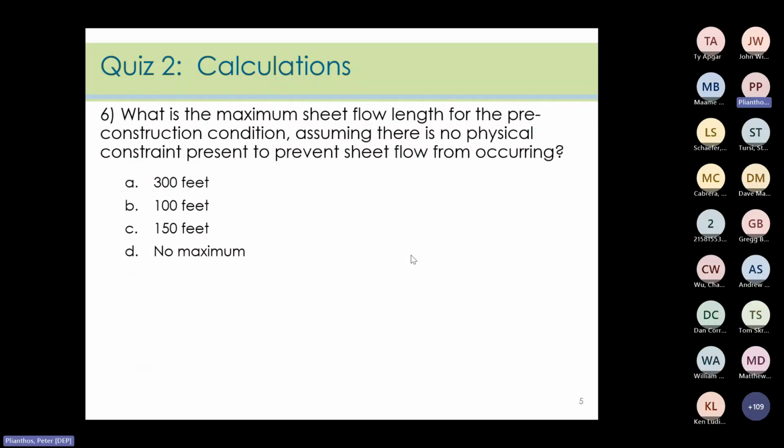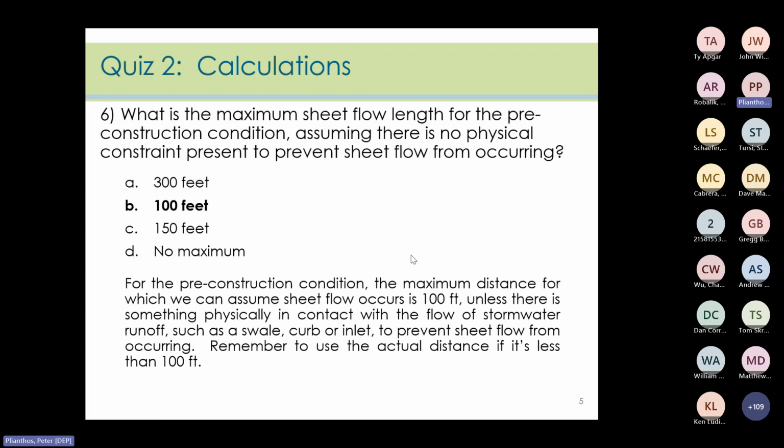All right, number 6. What is the maximum sheet flow length for the pre-construction condition, assuming there is no physical constraint present to prevent sheet flow from occurring? And the answer is 100 feet.